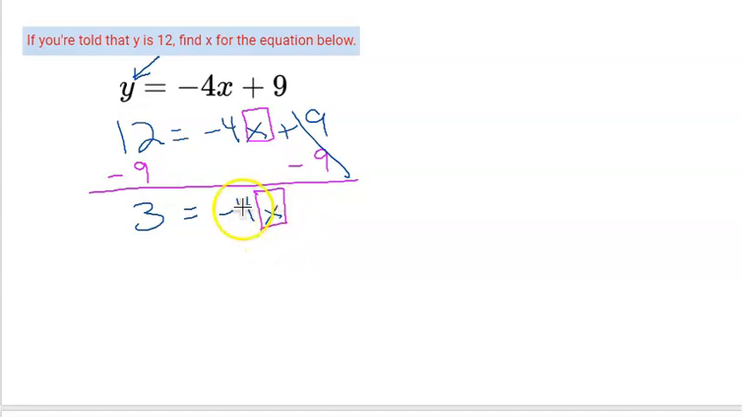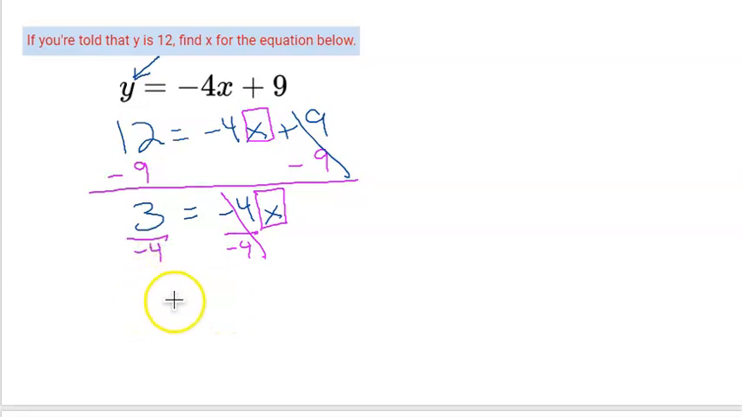Well, the x is being multiplied by a negative 4. Anytime there's a number directly in front of a variable, a letter, it is being multiplied. What's the opposite of multiplication? Division. If I divide negative 4 by negative 4, it equals 1, and 1x is just x. So it works out. It gets the x alone. But what I do to one side, I have to do to the other.